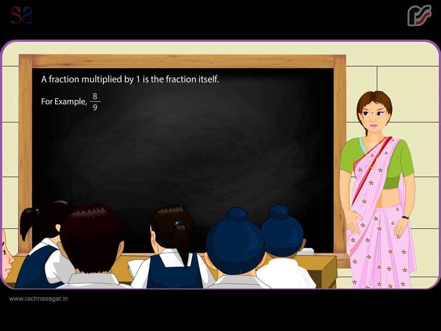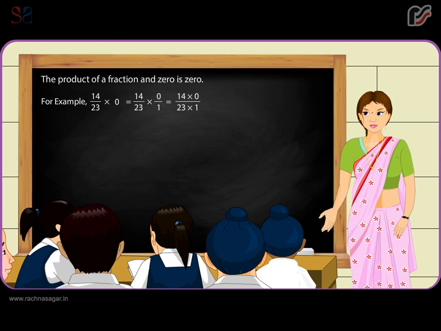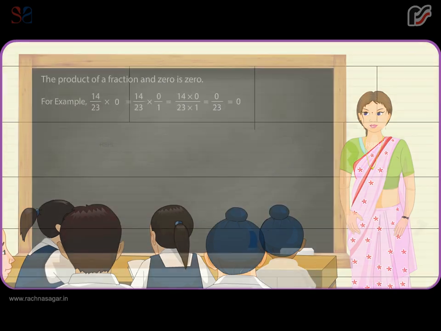For example, 8/9 multiplied by 1 is equal to the product of 8 and 1 divided by the product of 9 and 1, which is equal to 8/9. The product of a fraction and 0 is 0. For example, 14/23 multiplied by 0 is equal to 14/23 multiplied by 0/1, which is equal to the product of 14 and 0 divided by the product of 23 and 1, which is equal to 0/23, which is equal to 0.